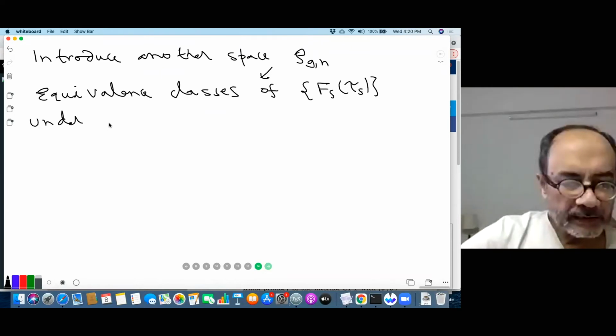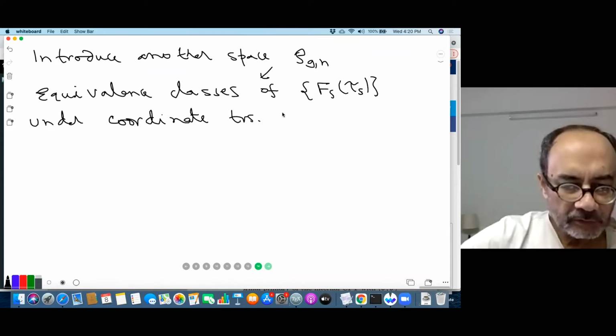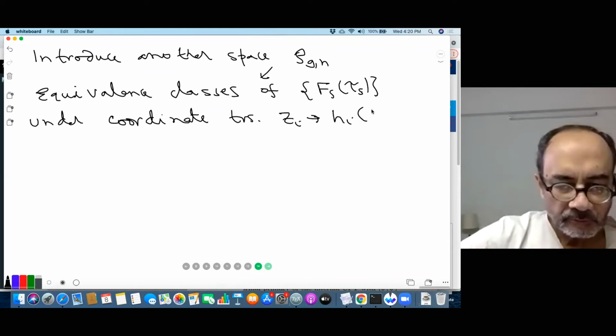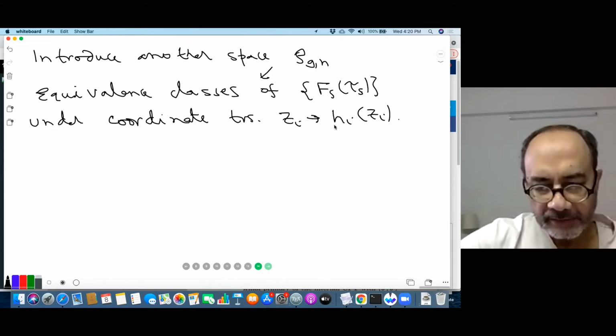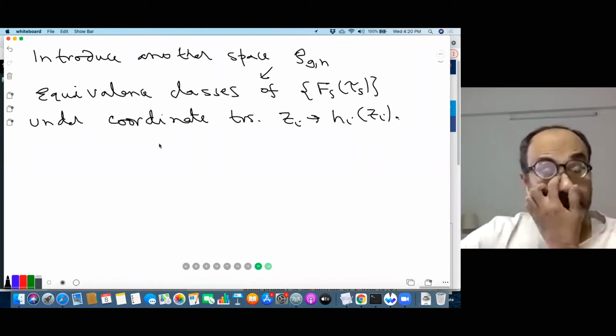under coordinate transformation zeta equals h_i of z_i. So you allow arbitrary coordinate transformation on the spheres, but you don't allow the coordinate transformation on the disks. So this is what we call PGN.